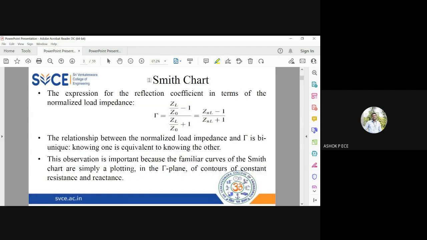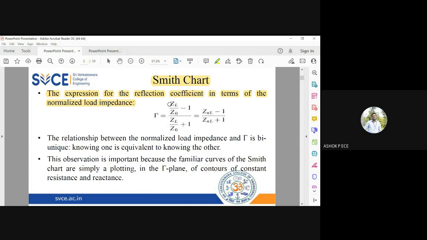The Smith chart is a very powerful tool to analyze transmission lines at high frequency. And the Smith chart is not like your normal graph. It is a graph drawn based on the reflection coefficient. That too, you don't call it a normal reflection coefficient, you call it a normalized reflection coefficient tau.